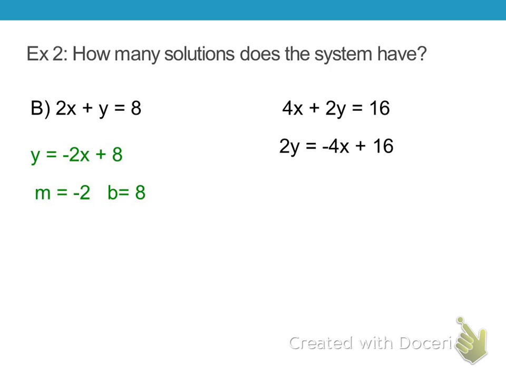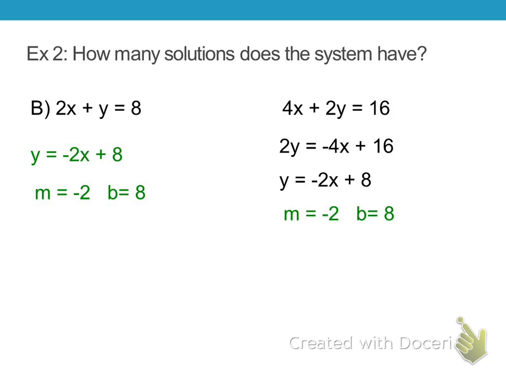Subtract 4x from both sides. And then what? Divide everything by 2. So what's the slope on that one? -2. Good. What's the y-intercept? 8. All right. So the slopes are the same. And the y-intercepts are the same.